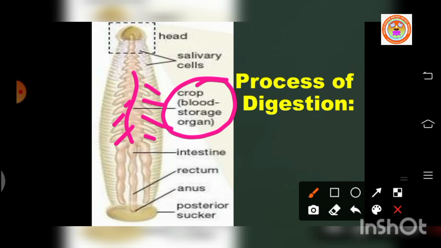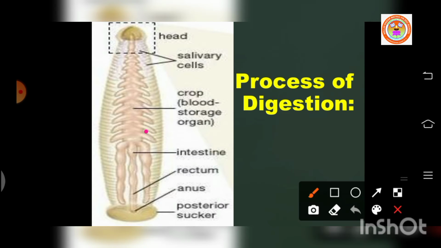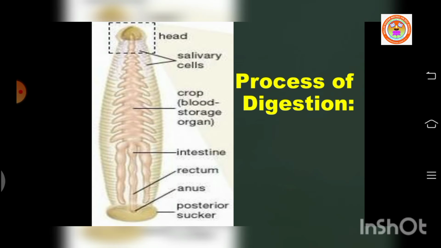The side tubes are called diverticula. The blood is stored here. The digestion takes place in the stomach, and then the digested blood is slowly absorbed by the intestine. Undigested food is stored in the rectum and expelled through the anus.